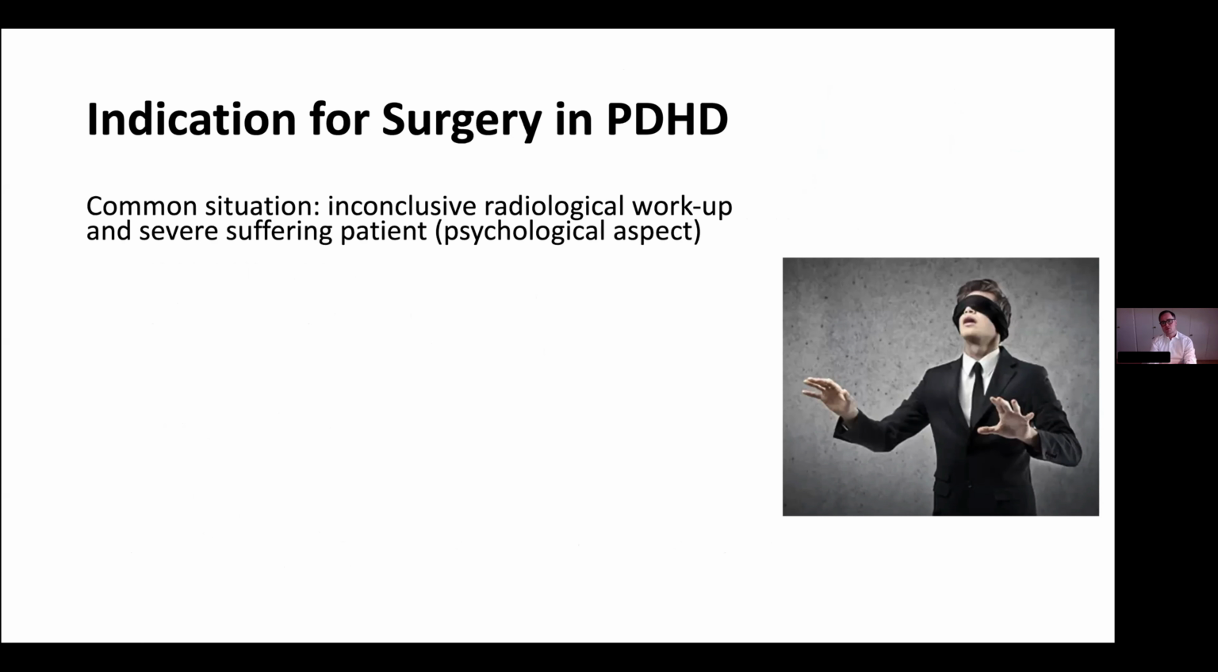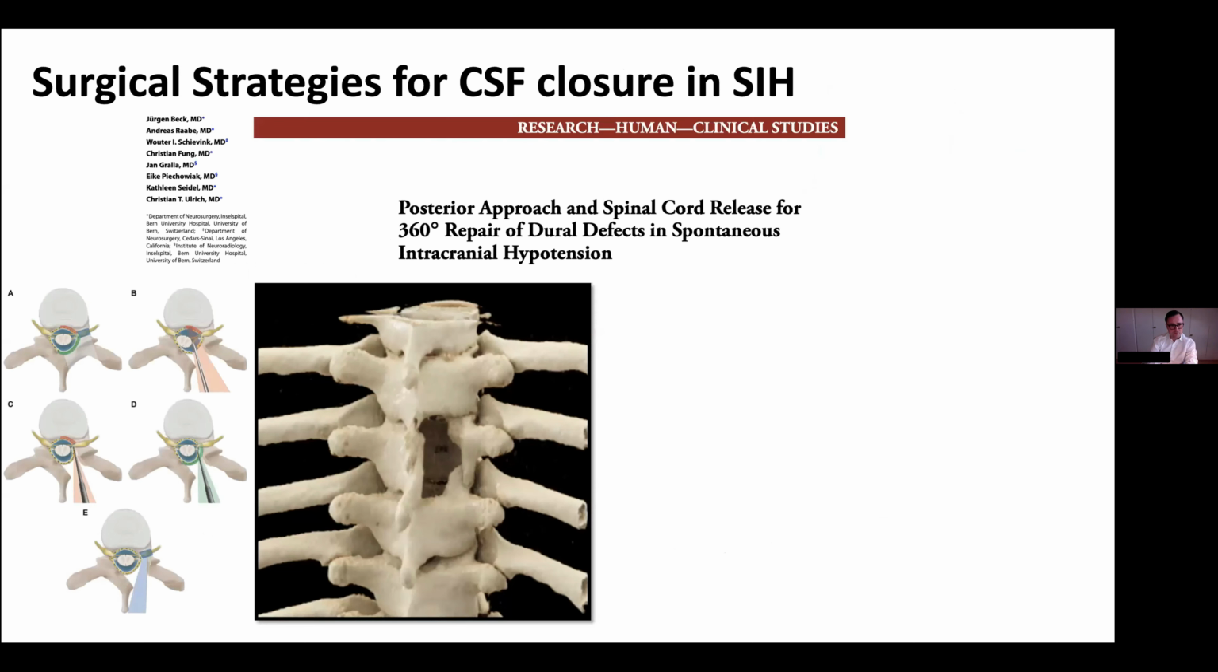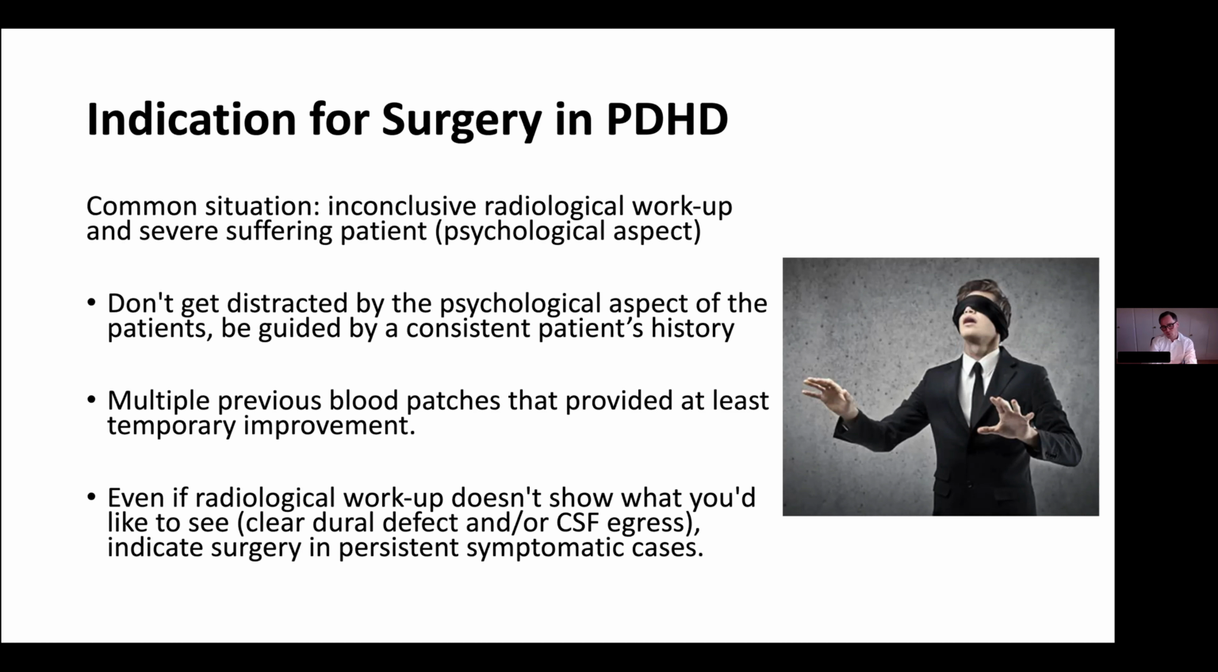So what are the indications for surgery in PDHD? The common situation is you have an inconclusive radiological workup and severely suffering patients. And the psychological aspect is really severe in those patients. So don't get distracted by the psychological aspect, first of all, and be guided by a consistent patient history, and then multiple previous blood patches that provide at least temporary improvement, even if the radiological workup doesn't show what you'd like to see. A clear dural defect and/or CSF egress indicates surgery in persistent symptomatic cases.